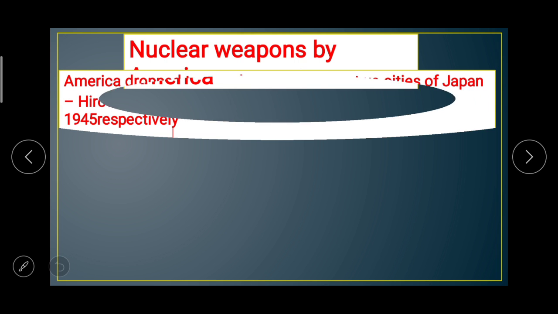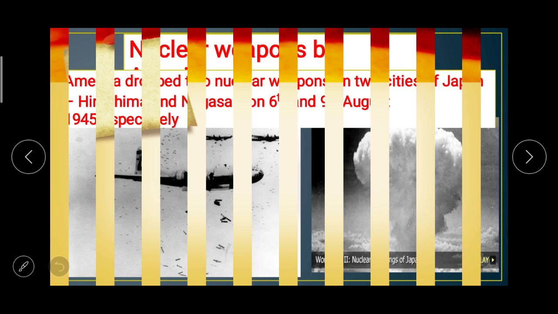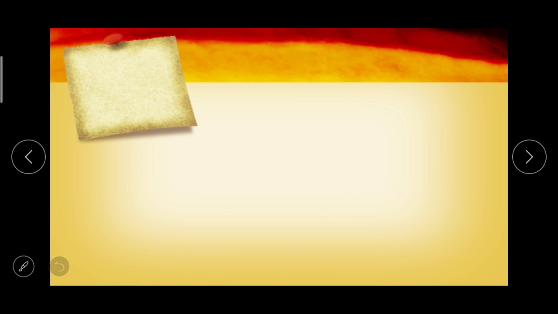Here on the screen you can see the images of nuclear weapons used by America. The Second World War ended with the defeat of Germany in Europe and of Japan in Asia. So, among the many events that took place in the world after the Second World War was the beginning of the Cold War. And 1945 to 1991 is the long period of the Cold War.